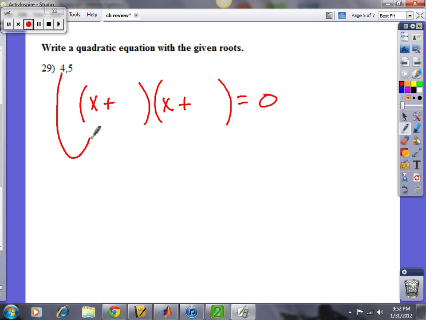That's an answer. If you plug in 4, 4 plus what number is 0? The answer is -4. And if you plug in 5 for x, 5 plus what number is 0? It's got to be -5.